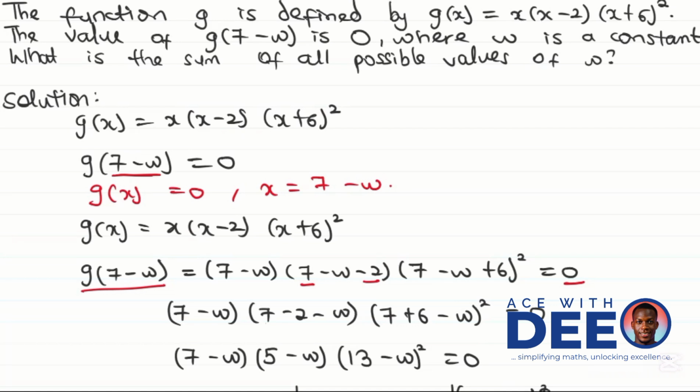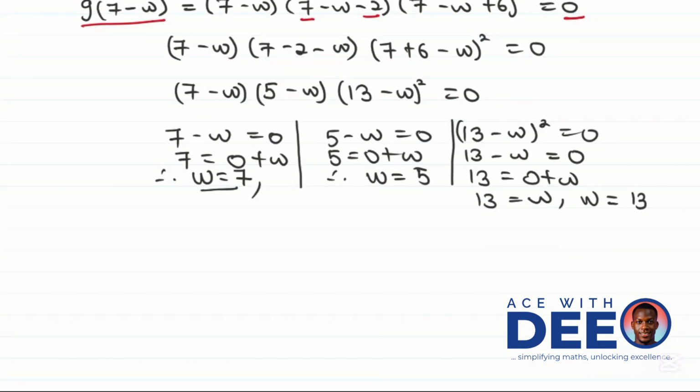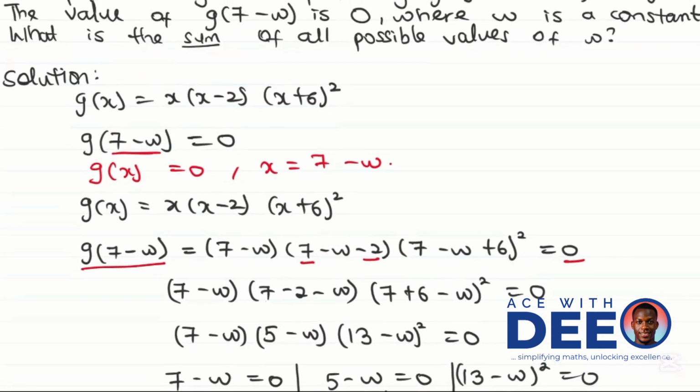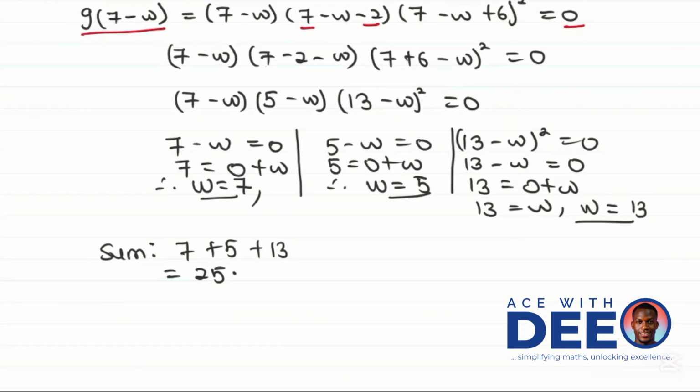So remember the question says, what is the sum of all possible values of w? The possible values of w are 7, 5, and 13. So the sum means that we have to add 7 plus 5 plus 13. 7 plus 5 is 12, and 12 plus 13 would eventually give me 25. So the sum of all the possible values of w according to this question would be 25.